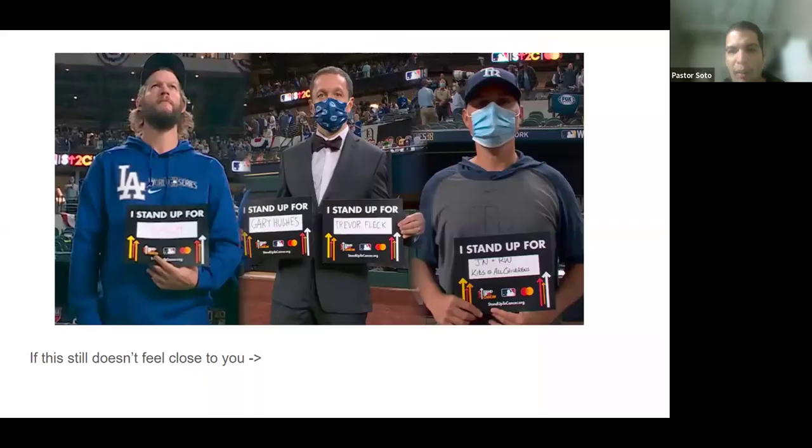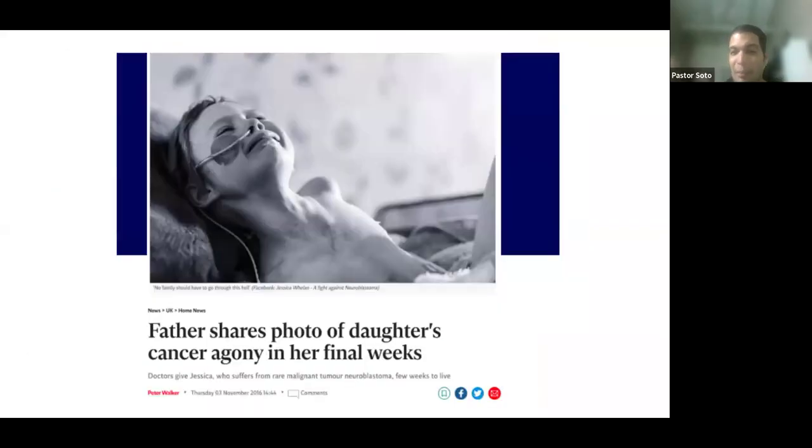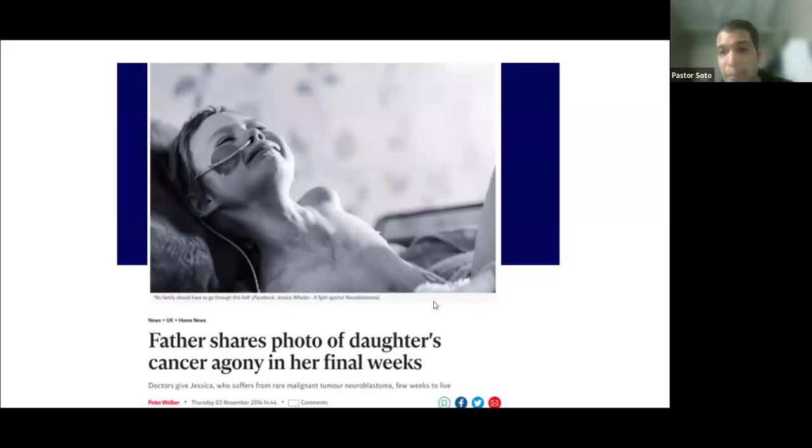Or even ourselves in our lifespan. But if this doesn't feel that close to you, this might. This is a father sharing the picture of his daughter, just to raise awareness and to also try to encourage people to research cancer. So it's an important topic, and this young girl died from neuroblastoma, which will make sense when we develop the research paper more.